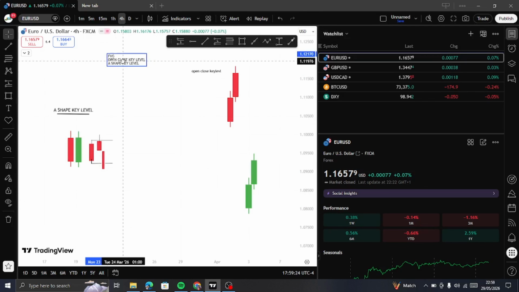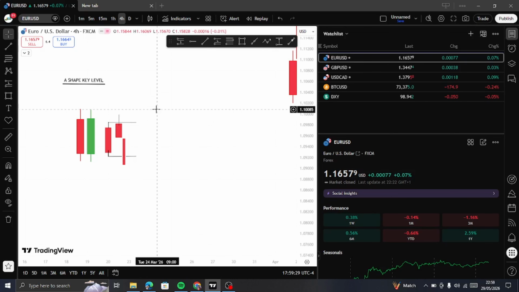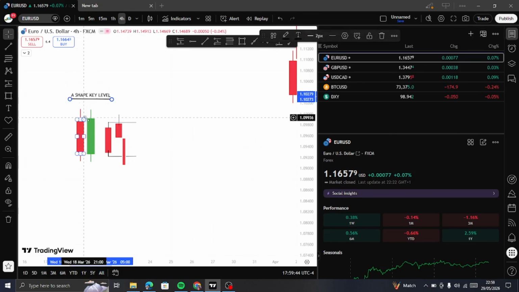So let's start with the A shape key level. On these 2 candles here, we have a bullish candle and a bearish candle. We have a bearish candle and a bullish candle, and this key level is called the A shape key level. So this is my CRT, which is candle range theory, created by Romeo.